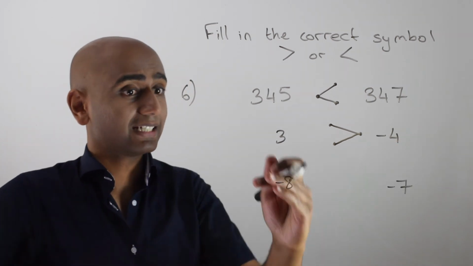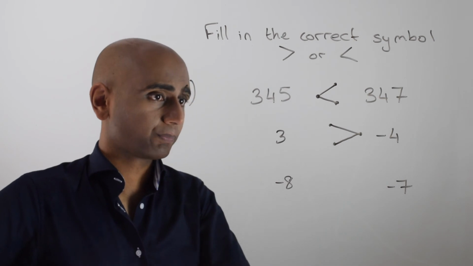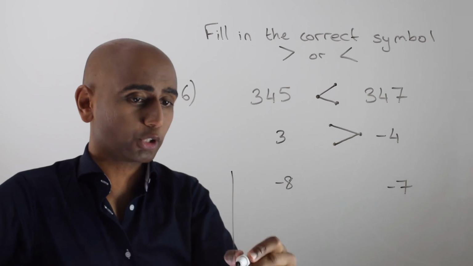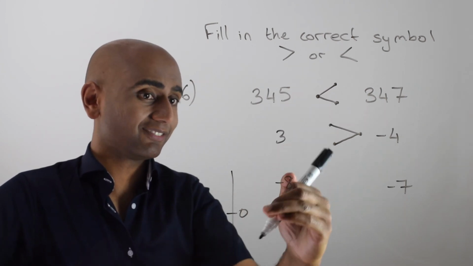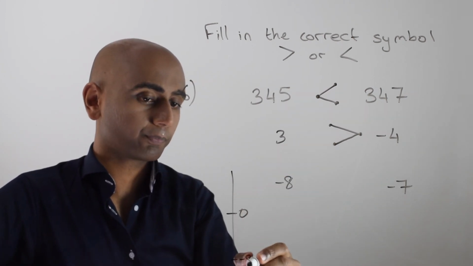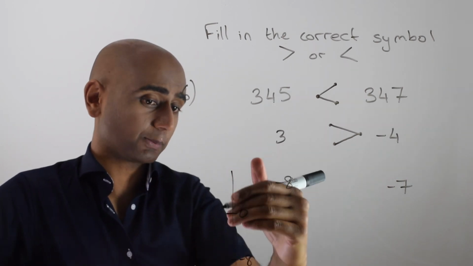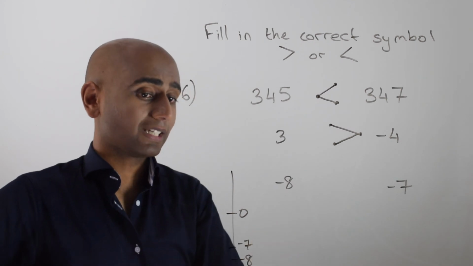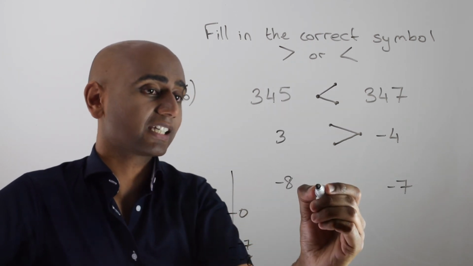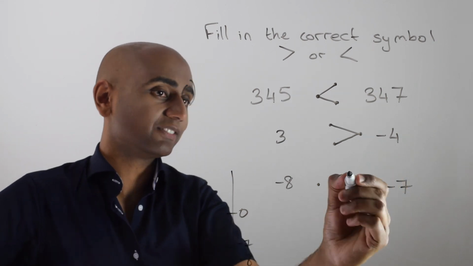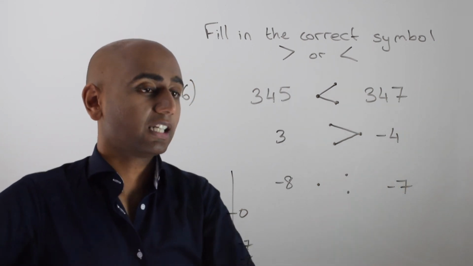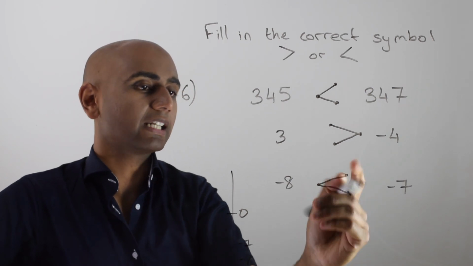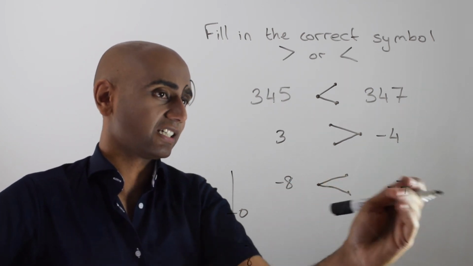Finally, we've got to compare -8 with -7. Now these are both negative numbers, which means they're both below 0 on our number line. Now -8 is 8 steps below, -7 is only 7 steps below, so it's not as far down. So the lower number is -8, which means that gets 1 point and the -7 gets the 2 points, and the symbol we want then is this one here. That is, -8 is less than -7.